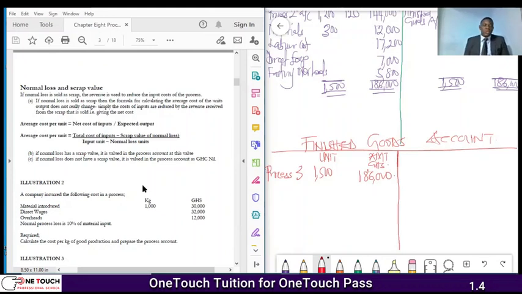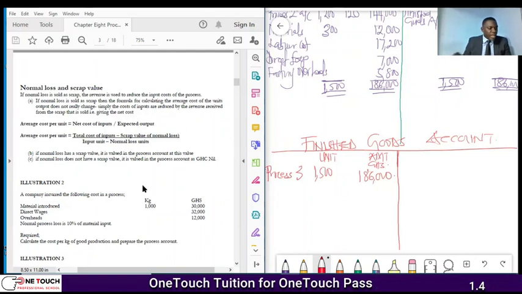Then B, if the normal loss has a scrap value, it is valued in the process account at its scrap value. If normal loss does not have a scrap value, its value in the process account is nil. So there are instances where the normal loss in the process cannot be scrapped, and therefore you will not assign any value to it.